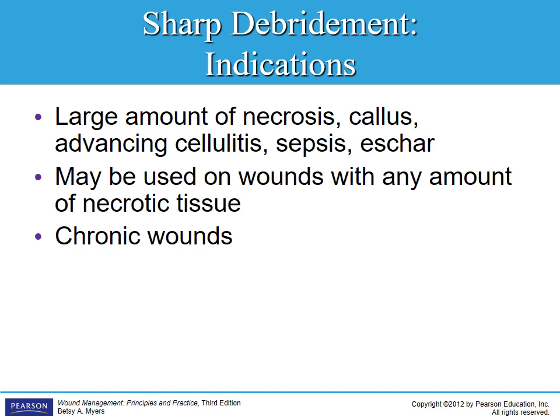There may be devitalized tissue there that has been there and has not been cleaned off, and once you do that sharp debridement and clean it off, that chronic wound suddenly becomes an acute wound, and the wound healing just takes off because it was chronic just due to devitalized tissue.